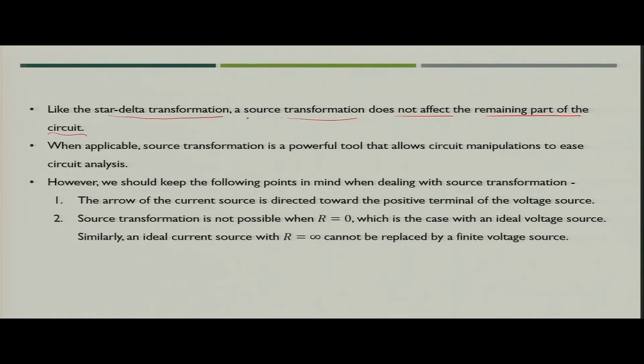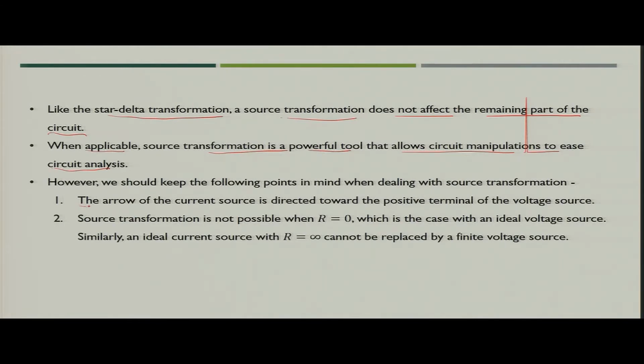So, you will apply them for one particular segment of the circuit, but this will not impact the rest of the circuit. So, when applicable, the source transformation is a powerful tool that allows circuit manipulation to ease the circuit analysis. So, wherever you see the possibility of source transformation, you apply them and make the circuit simpler. Now, what you have to keep in mind? You have to keep these 2 points in mind while dealing with the source transformation.